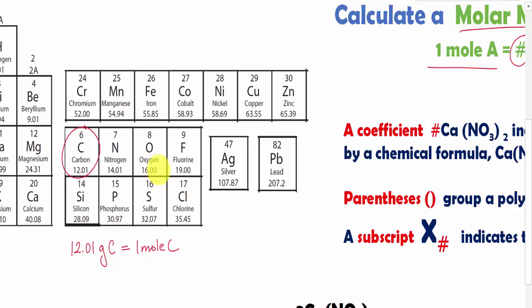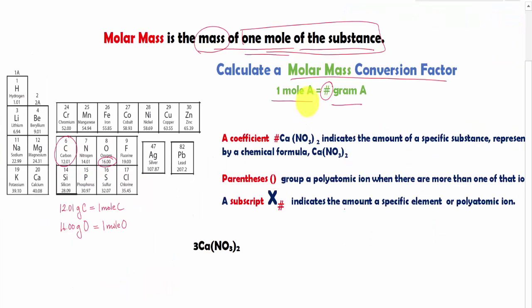Or if I look at oxygen right here, that is the molar mass of oxygen. The substance is oxygen, and that is the mass. So we have 16.00 grams of oxygen equal to 1 mole of oxygen. In this case, the molar mass of carbon and oxygen are easy. We can just look at the periodic table to determine their molar mass.